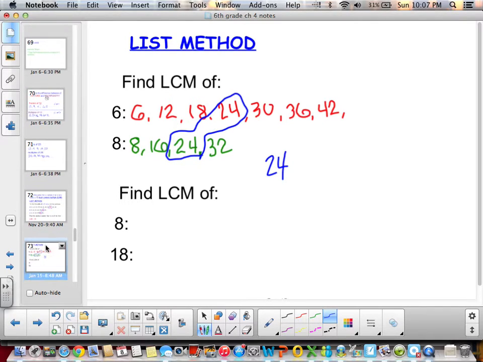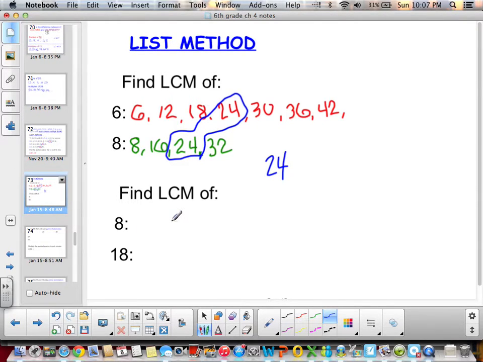Okay. If you want to pause me and try to do 8 and 18 and then unpause me and check, that would be something you can do in your notebook.